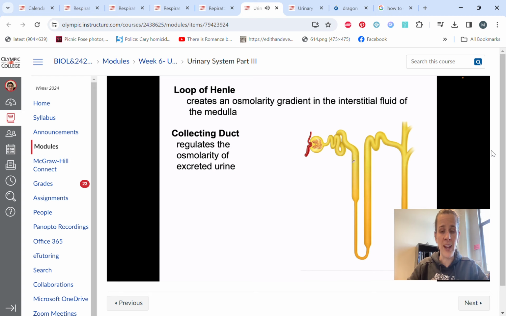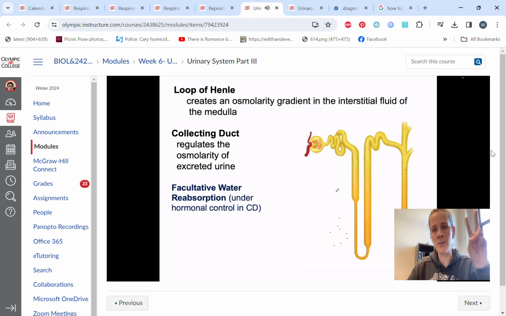Then we talked about the loop of Henle and its job in regulating or creating this gradient in interstitial fluid. Okay, how we have water come out up here, salts come out down here, and then we end up with this hypoosmotic fluid that drips into the collecting duct, and then the collecting duct's job is to concentrate it to the level that we want.